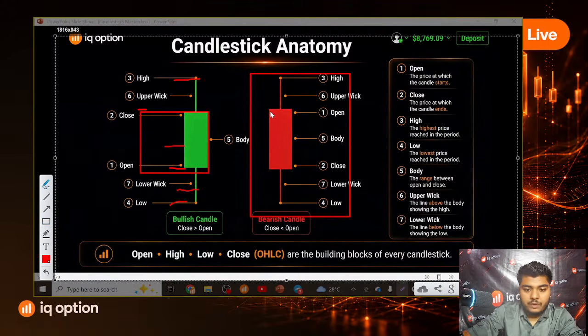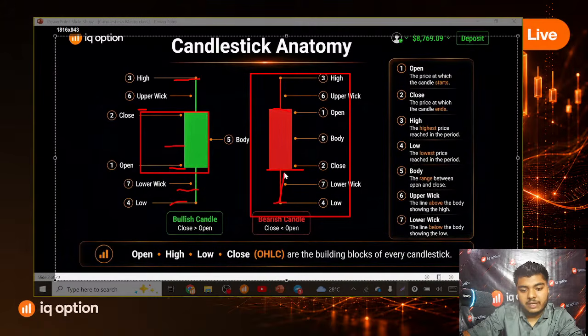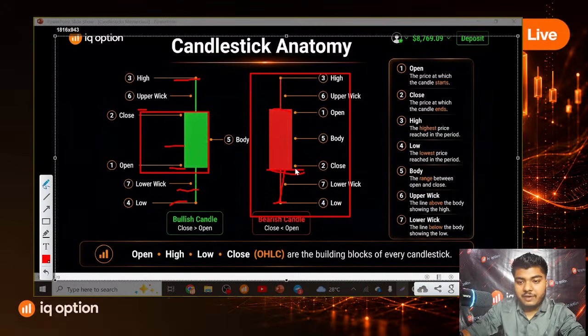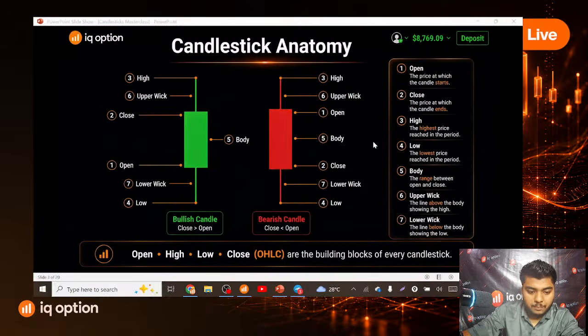The price opened here, the price closed here. This is the lowest point where the price actually goes, but eventually the price gets rejected by the buyers, and eventually the price closed here according to the candle's time frame. So I hope you understand this one. Let's move to the next topic.